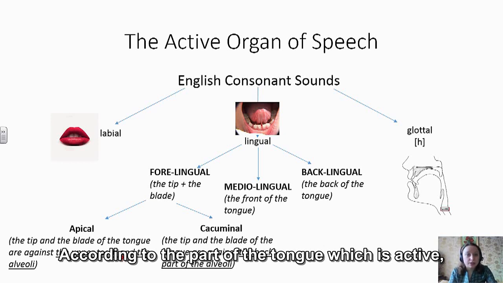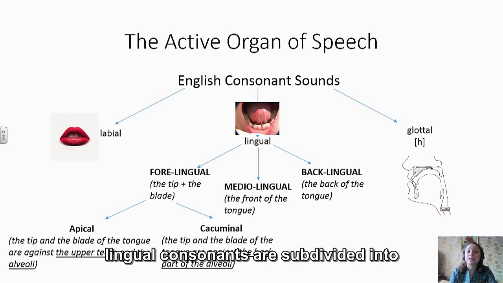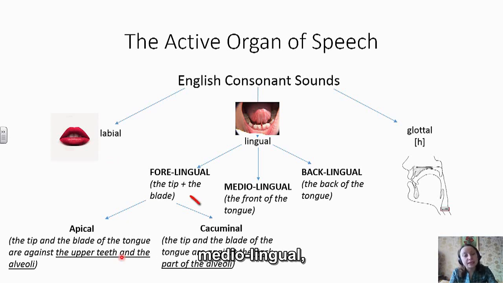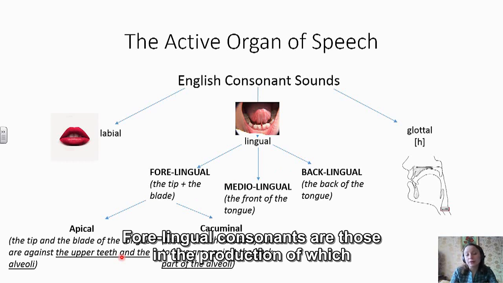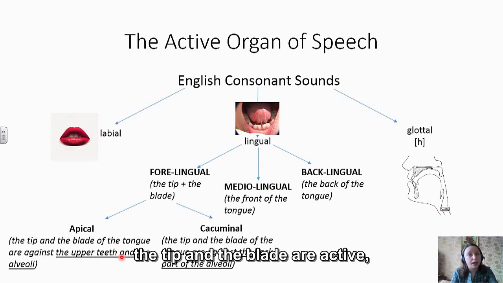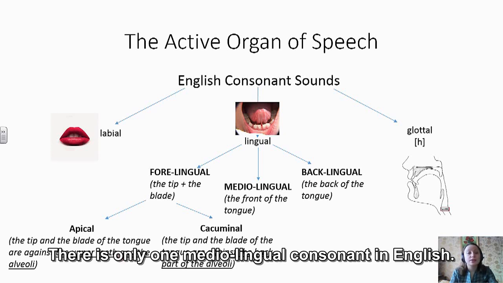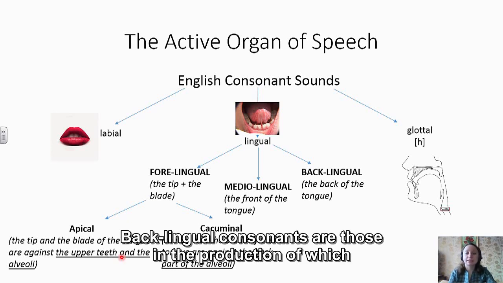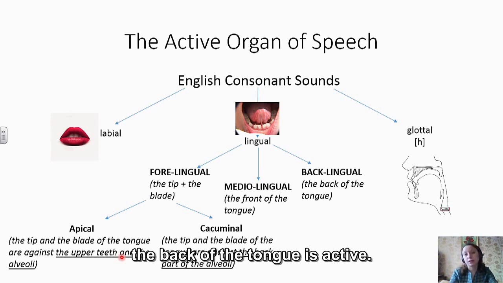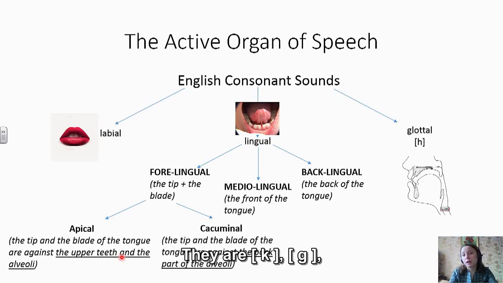According to the part of the tongue which is active, lingual consonants are subdivided into forelingual, medialingual, and backlingual. Forelingual consonants are those in the production of which the tip and the blade are active, as in, for example, t, d, etc. There is only one medialingual consonant in English. It is y. Backlingual consonants are those in the production of which the back of the tongue is active. They are k, g, ng in English.